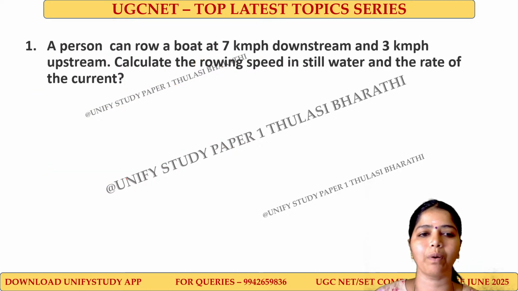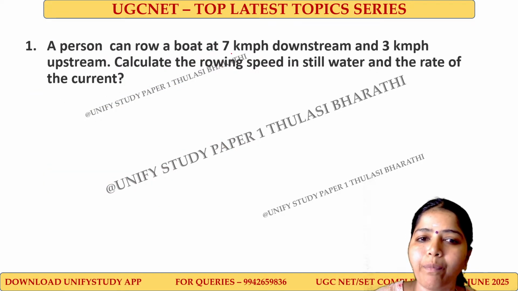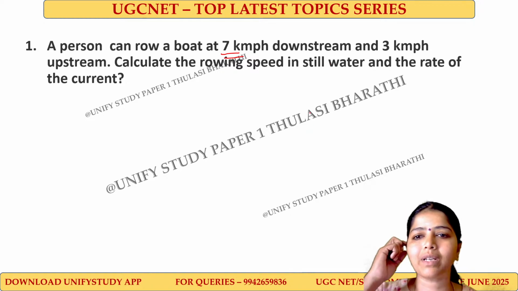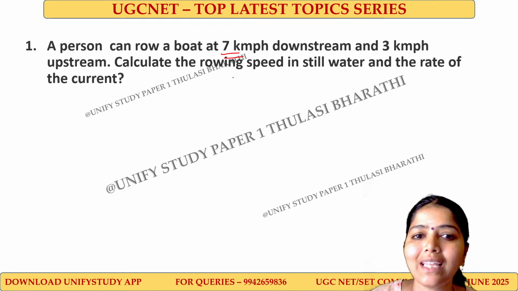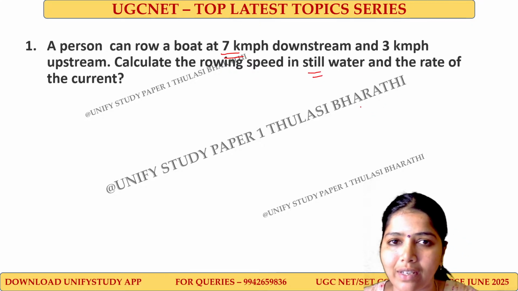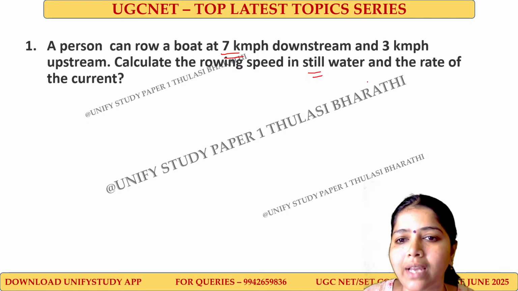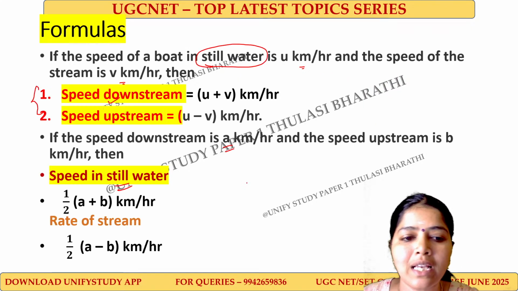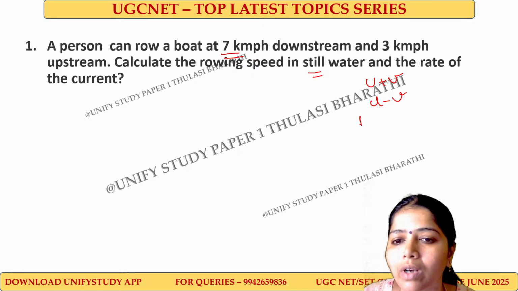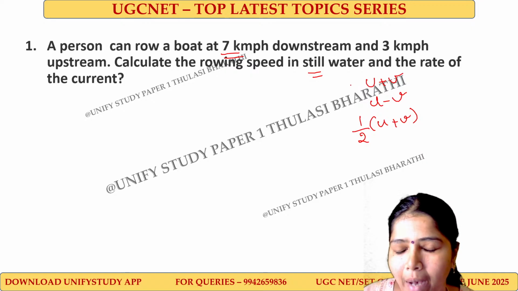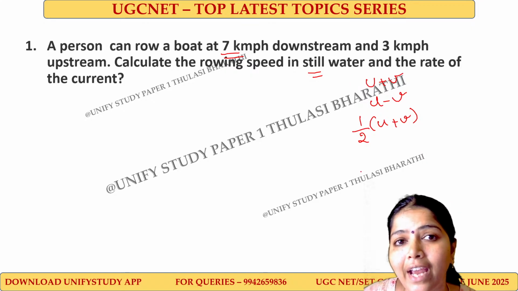Yes. First problem. A person can row a boat at 7 km per hour downstream and 3 km per hour upstream. Then calculate the rowing speed in still water and the rate of the current. Normally we had the formulas, right? Speed of the downstream u plus v, speed of the upstream u minus v, and then speed in still water, 1 by 2 (u plus v), so that you will not forget, right? And the rate of the stream.